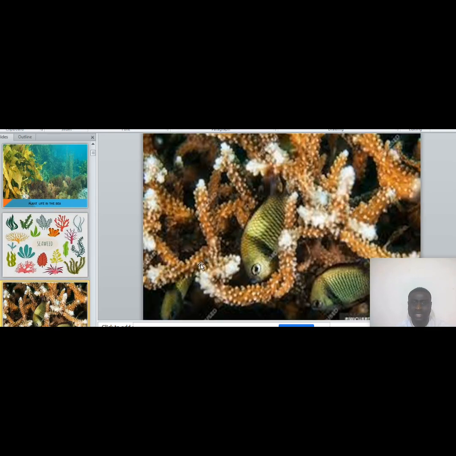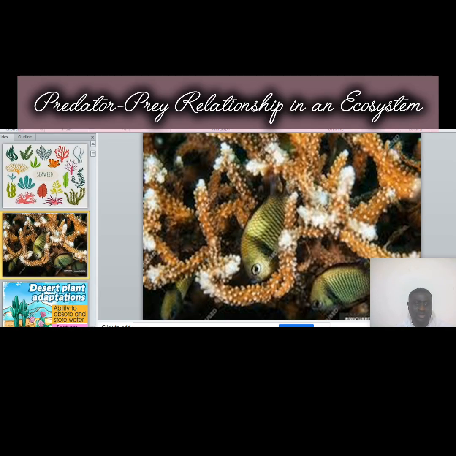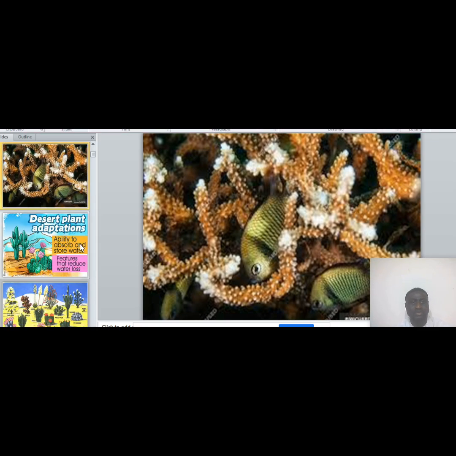Now look at this slide I have here. It's a slide showing some fishes hiding in between some seaweeds, and simply put, this seaweed provides shelter and protection for these fishes against intruders or predators. And predators means animals that prey on other animals or feed on other animals to stay alive. So this takes me to the next slide.